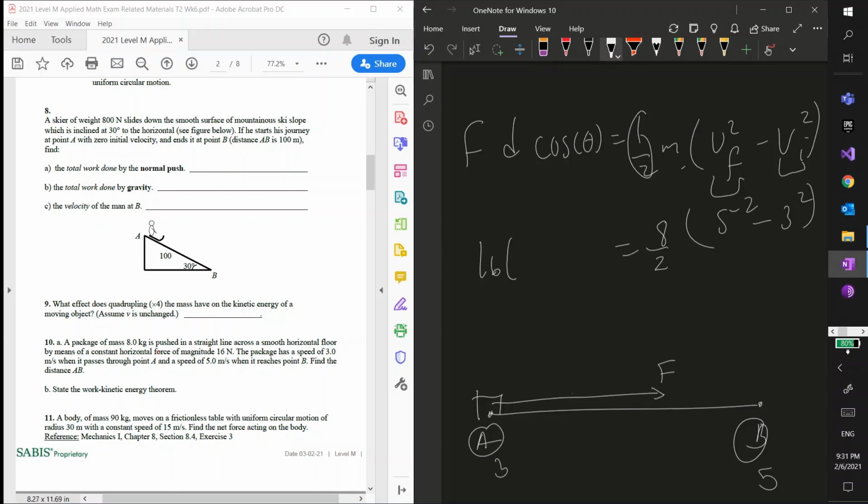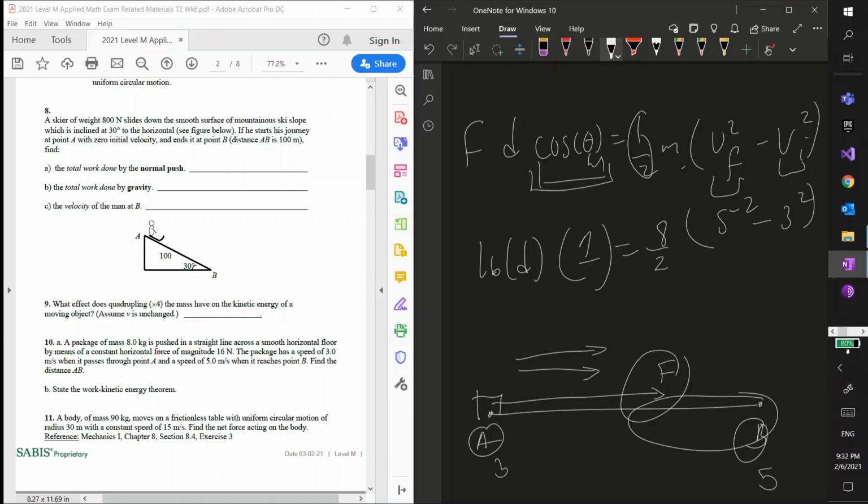D, you don't know D, you want to find it. Cosine theta, they said the force is horizontal. The force is horizontal, and your floor is horizontal, and you're moving on the floor. So the direction of motion and the force are the same. So the angle between them is 0. Theta is 0, cosine of 0 is 1. So now you solve for D, and you get D is equal to 4.